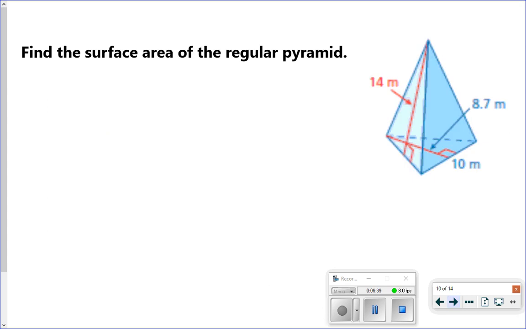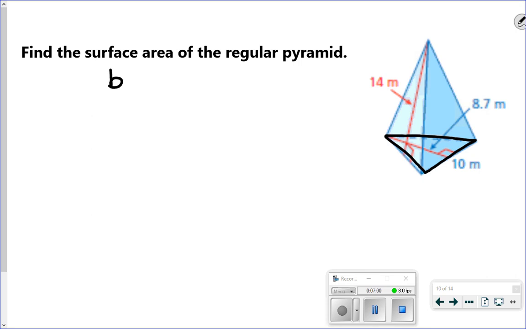All right, so here, same directions. Find the surface area of the regular pyramid. So our sides are still the same. Our triangles are still the same. But this time I have a triangular pyramid. If you look at the bottom here, it's a triangle. So that means I'm going to have 3 faces instead of 4. Base is a triangle, 3 faces.